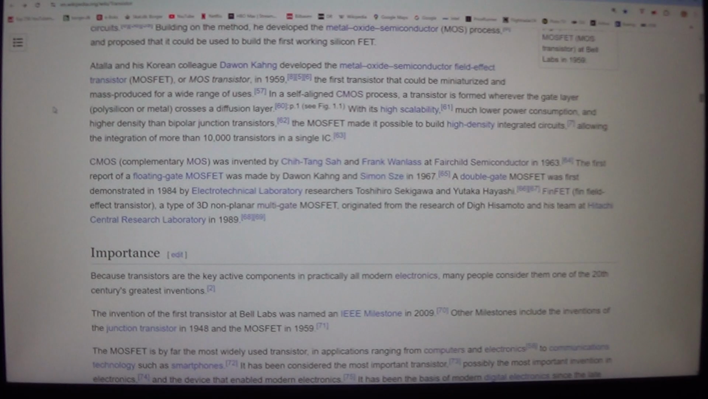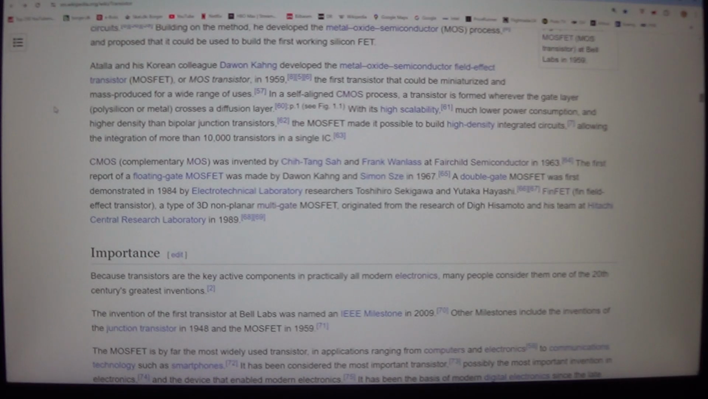Atalla and his Korean colleague Dawon Kahng developed the metal oxide semiconductor field effect transistor, MOSFET, or MOS transistor, in 1959, the first transistor that could be miniaturized and mass-produced for a wide range of uses. In a self-aligned CMOS process, a transistor is formed wherever the gate layer, polysilicon or metal, crosses a diffusion layer.